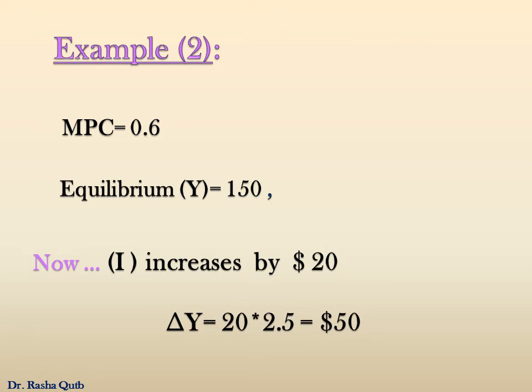So we add the change in income to the initial equilibrium value of national income, 150 plus 50, and we get the new equilibrium level of national income, which is equal to $200.